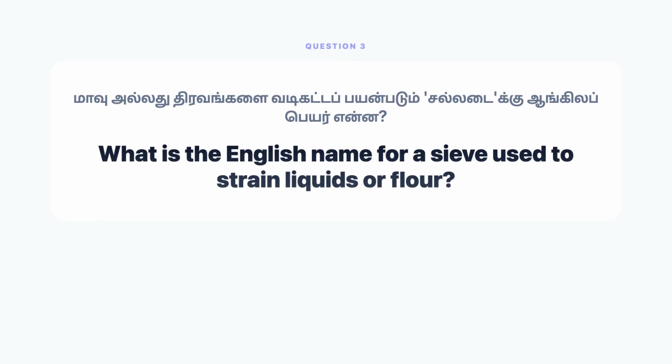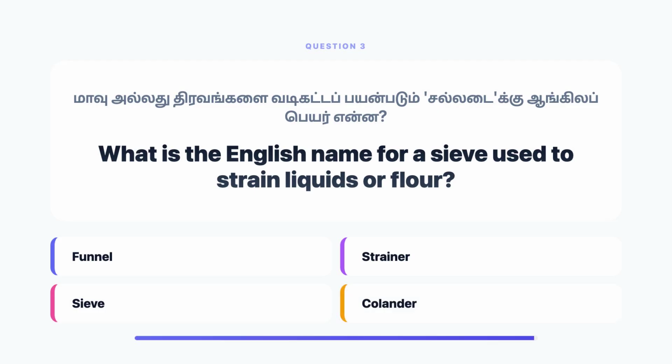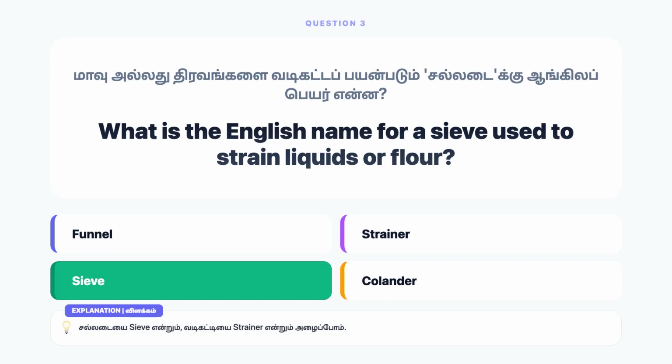What is the English name for a sieve used to strain liquids or flour? Funnel, strainer, sieve, colander. And the correct answer is sieve. Excellent. You got it right.